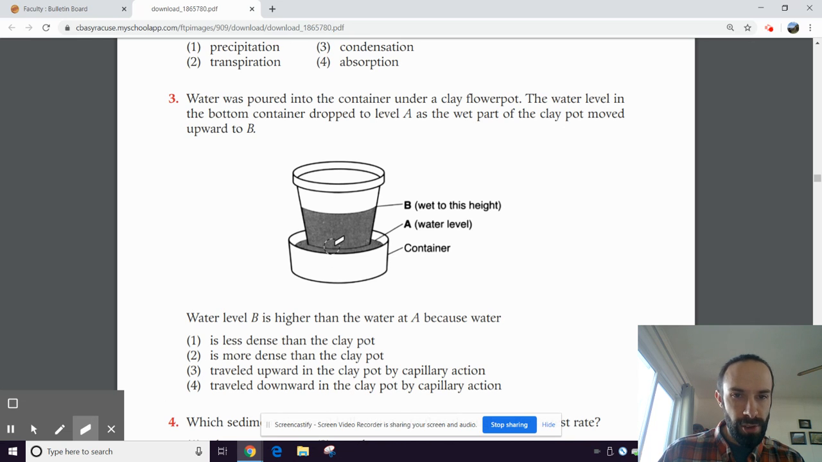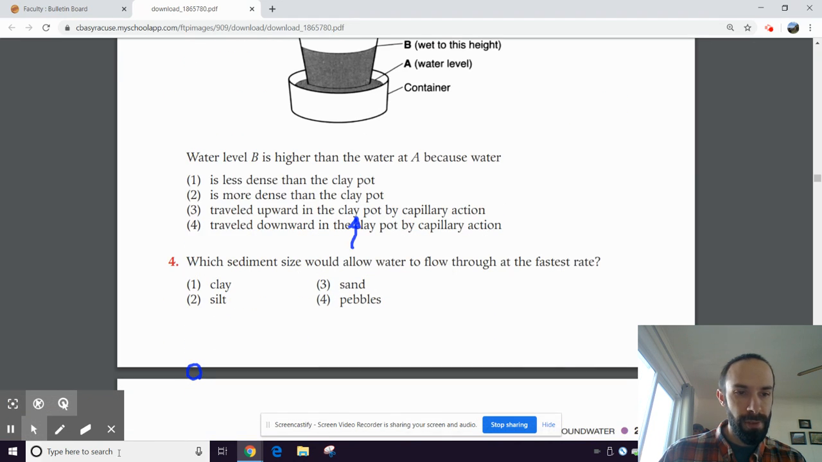Well, why would water travel upward, up against gravity? We talked about that before break. The answer is capillary action. It's moving up to a higher height because of capillary action. Remember, water is a polar molecule. It's sticky. It wants to stick to the surfaces of the soil in the container. And the smaller the gaps between the soil, the easier it is to climb up against that. So capillary action is the answer here, and it's going upward. So that's number 3.